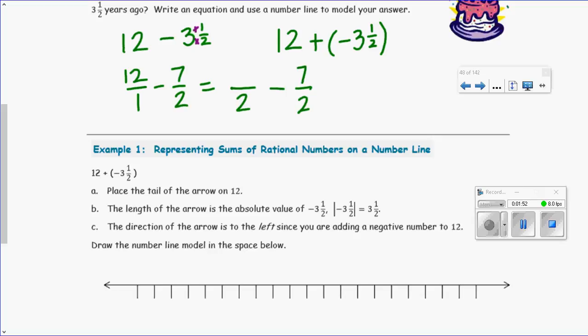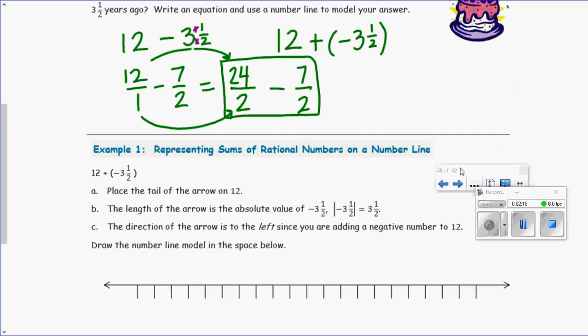Okay, in order to change 12 over 1, I would multiply 1 times 2, so then I have to do 12 times 2. Sorry, it would help if I wrote the correct number in. 12 times 2 is 24. So that's because 12 over 1 is equal to 24 over 2. 24 over 2 is 12. Now that I have like denominators, now I can subtract. It's a positive 24 over 2 minus 7 over 2.